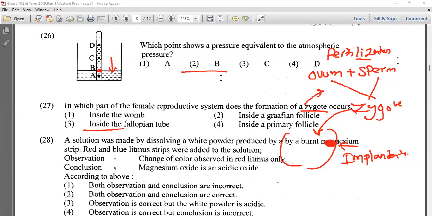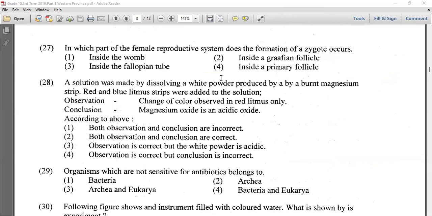Next, 28. A solution is made by dissolving the white powder produced by a boy burning a magnesium strip. Magnesium oxide. Can you remember that I told you? Red and blue litmus paper strips were added into the solution. Observation: change of color observed with red litmus only. Red litmus changes color into blue if you find a base. Magnesium oxide is an acidic oxide. Wrong.